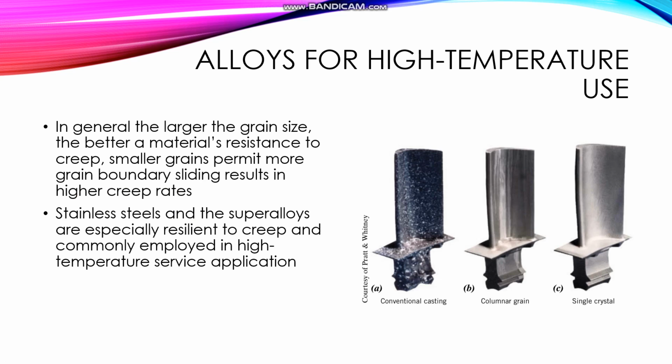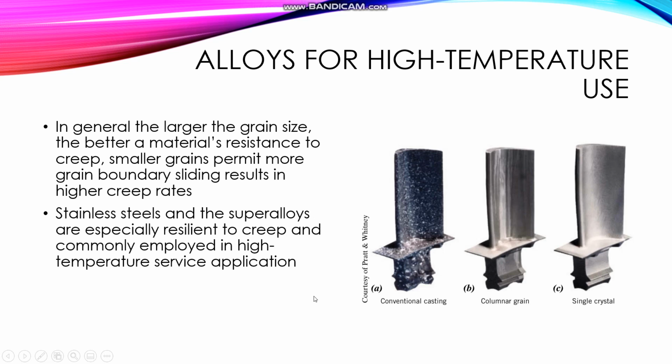There are several factors that affect the creep characteristics of metal. These include melting temperature, elastic modulus, and grain size. In general, the larger the grain size, the better a material's resistance to creep. The smaller grains permit more grain boundary sliding, resulting in higher creep rates. Stainless steel and superalloys are especially resilient to creep and commonly employed in high temperature applications. This is an example of material just for information.